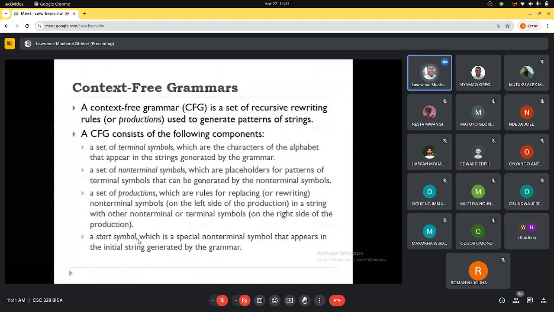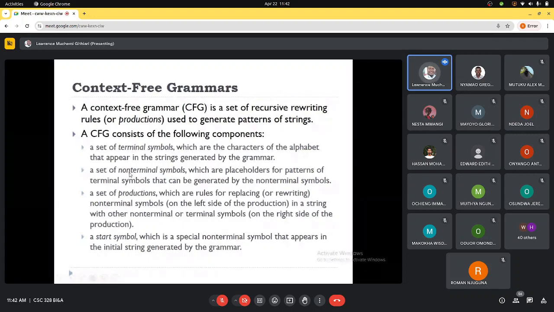And the context-free grammars, usually they are written as a set of rules, like what we saw in second year. Like the one I've just said there, that a sentence is equal to noun plus verb plus noun. Of course, they consist of terminal symbols, which are the characters of the alphabet that appear in the strings generated by the grammar. In other words, like the words I'm using now, John kicked the ball. Those are the terminal symbols.